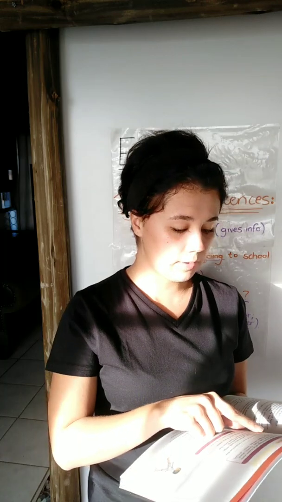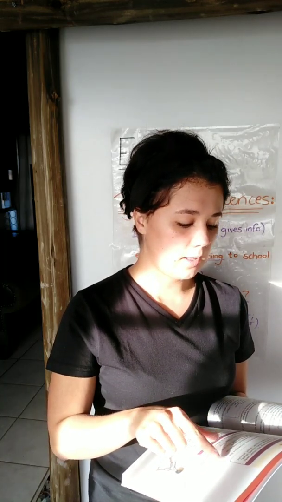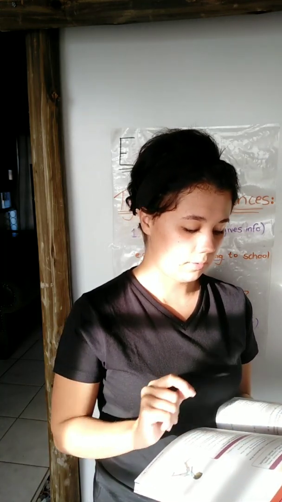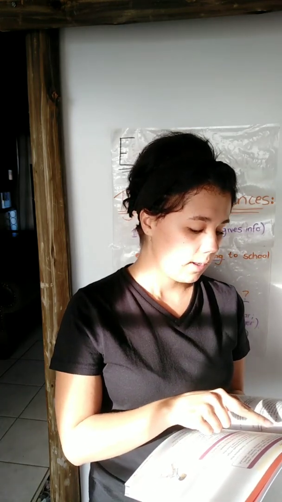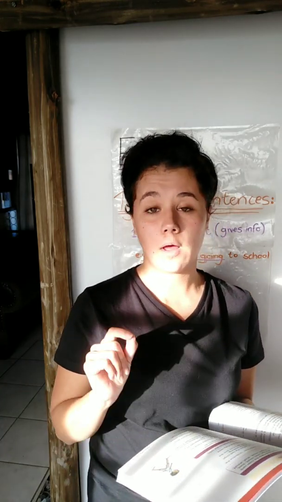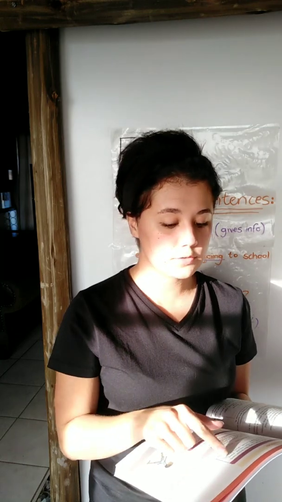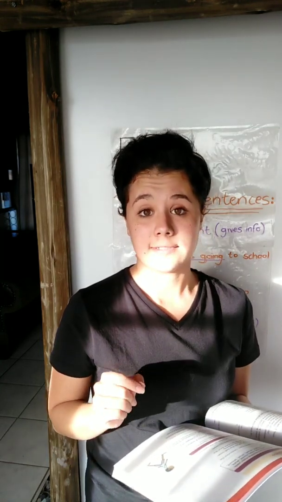Now you're going to only do question 1. Rewrite the following sentences and underline the auxiliary verb. Okay, so now you're going to rewrite A to E and you're going to underline the auxiliary verb. Now you can use that top block as a guidance.